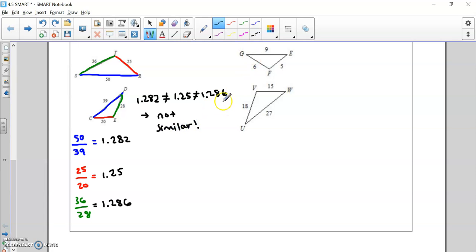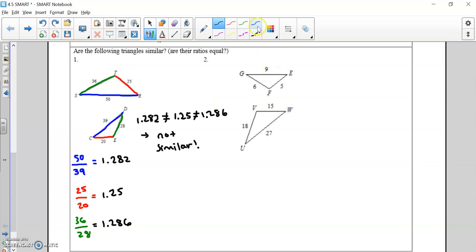All right, so let's try the next one and see if these are similar. We'll start with the same first step, which is to match our sides. 9 is the biggest side here, and 27 is the biggest side here, so they go together. And we'll set up that ratio. Again, I personally like to put the biggest number on top, so I'm going to do 27 over 9. It just makes division prettier. And 27 over 9 equals 3.